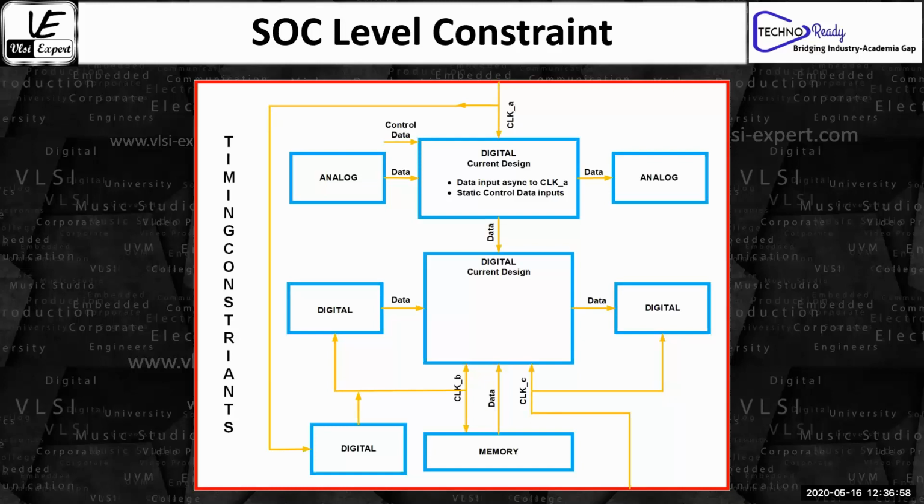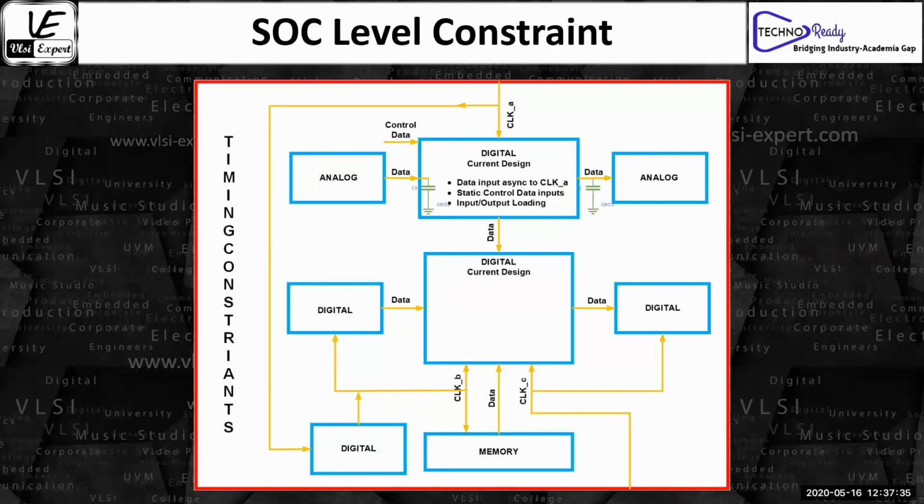The first thing is, you see the data provided by this analog block and its output is asynchronous to clock A. It does not care when or where the data is being supplied. So you need to know how to write a constraint for that. Second is the static control input data. The input data here is static with respect to clock A. That is another thing which you should learn how to write a constraint for.